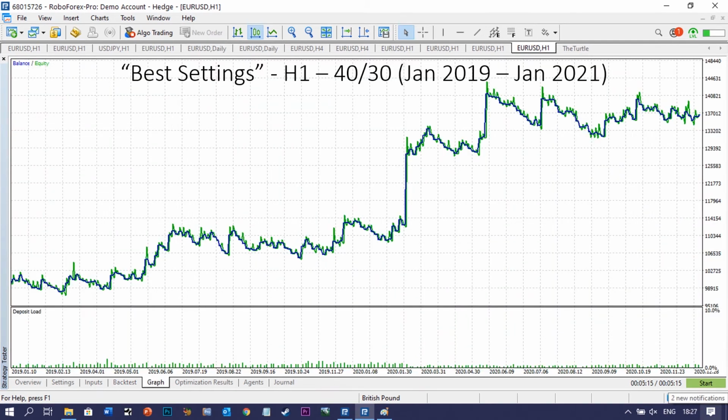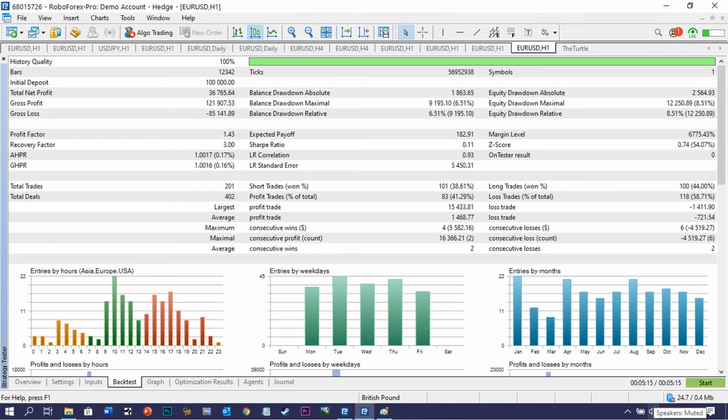The best settings I could find for the 1 hour time frame was a 40 entry period and 30 stop loss exit period. And here you can see we made quite a lot of money. We almost made 37%. If we look at the results, the 36.7% profit that you made in the 2 years trading the euro US dollar.